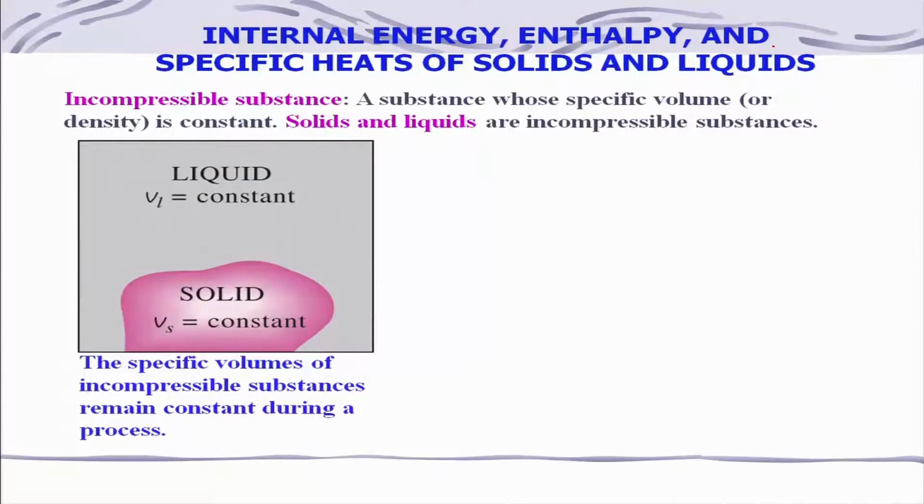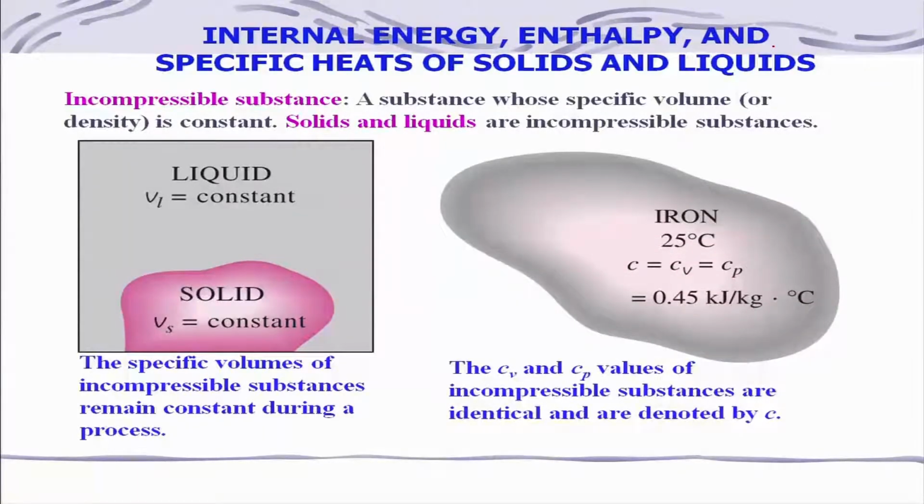So, as a result, the specific volume will be remaining constant, and therefore we can take the Cp and Cv as the same. There is no difference between Cv and Cp values, because there is no change in the specific volume, and which is equal to the specific heat.